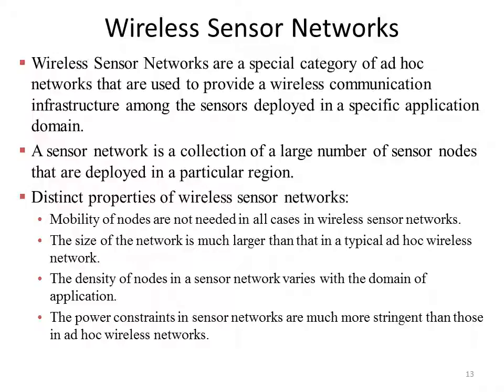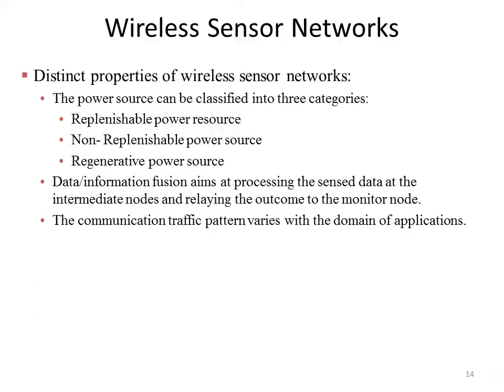If the size of the network is larger than the optimal network, we can reduce the network. The density of the nodes in a network varies with the domain of the application. The power constraints in sensor networks are much more significant than those in ad hoc wireless networks. These are some more properties of wireless sensor networks: they may have replaceable power resources, non-replaceable power sources, or regenerative power.